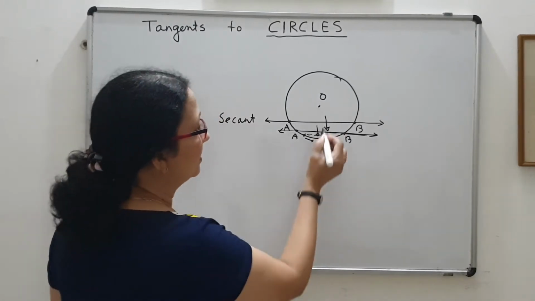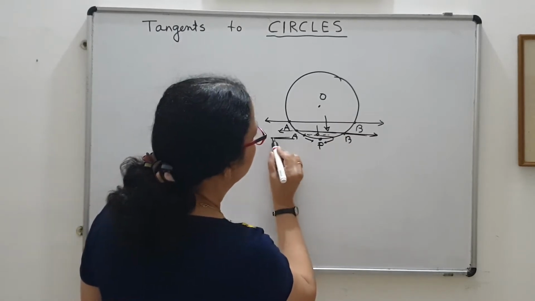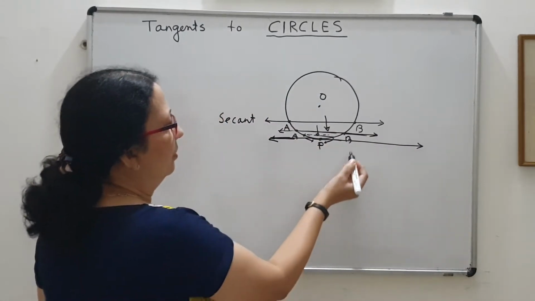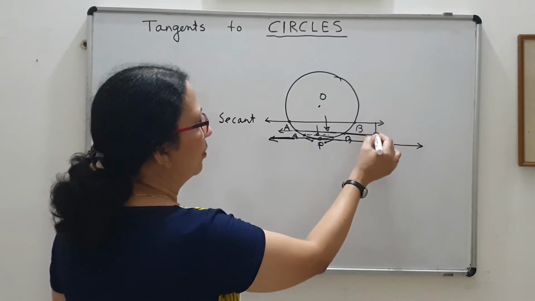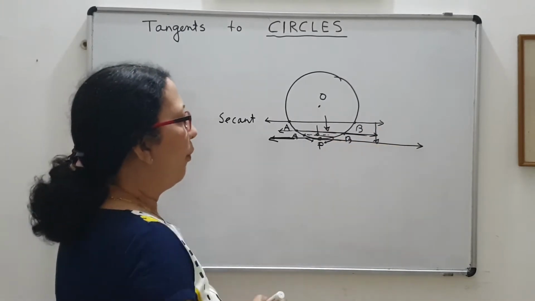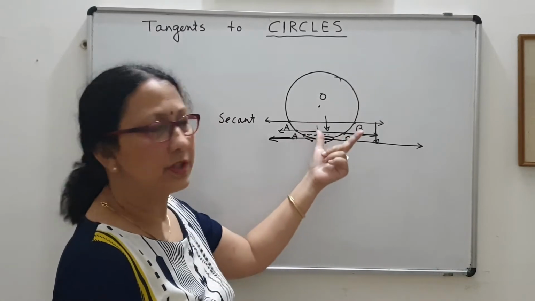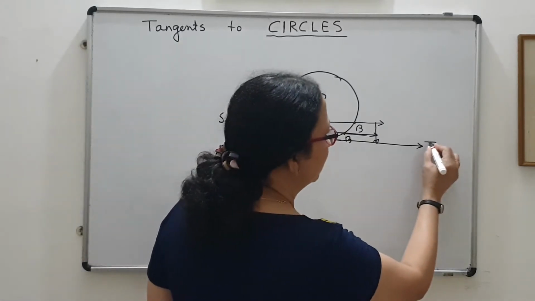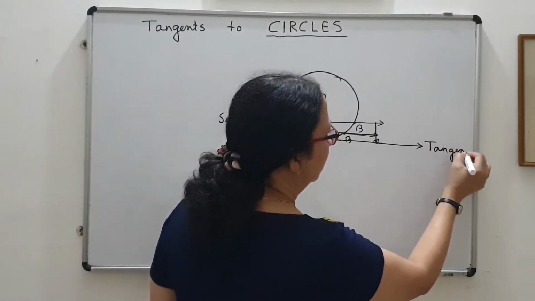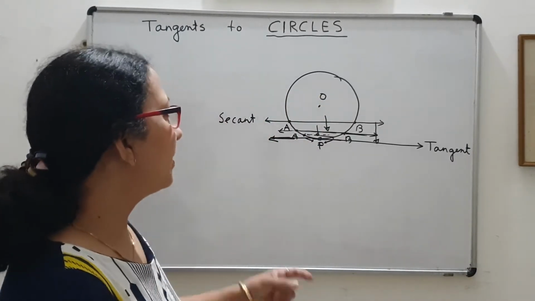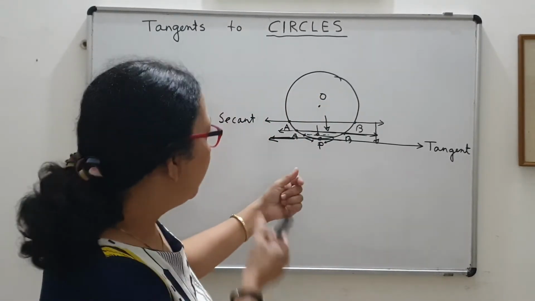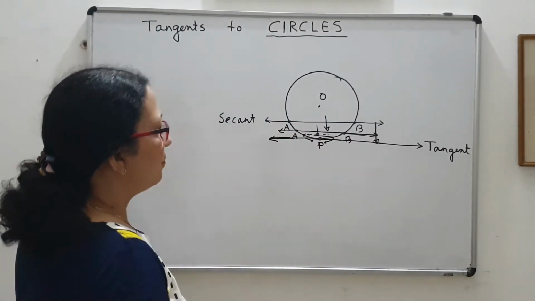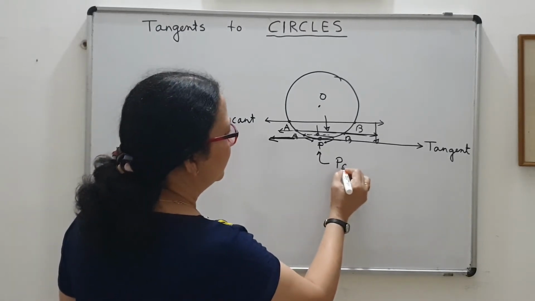And then what will happen? This secant will now take this position. That is, the secant is moved down from this to this. So when the 2 points of intersection of the secant with the circle coincide in a single point, then this secant is known as a tangent. So what can we say about a tangent? A tangent is a line which touches the circle at a point P, and this point is known as the point of contact.